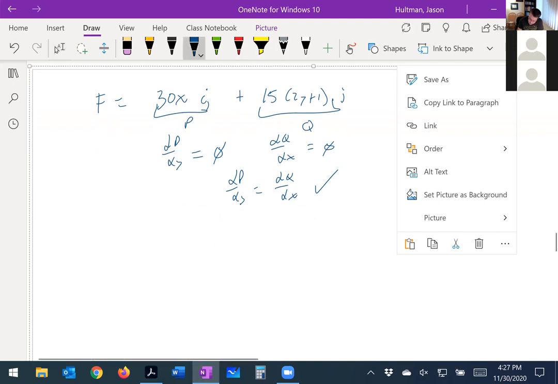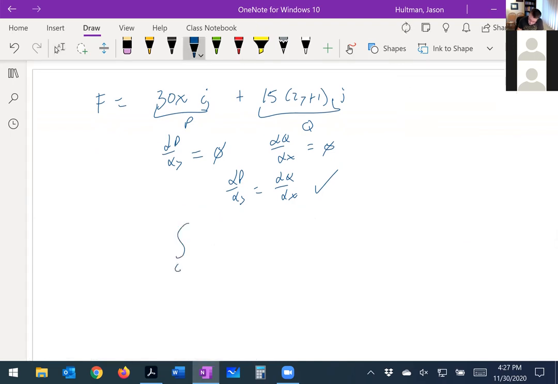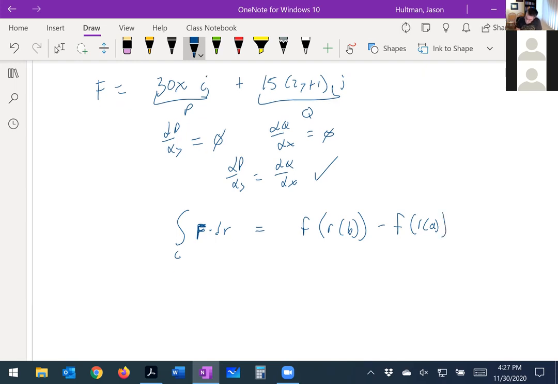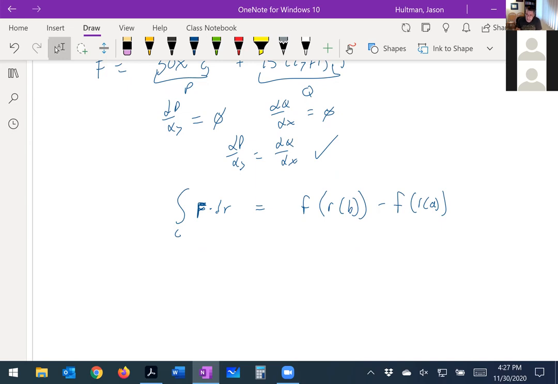Because now what does this tell me? It tells me that I can take this guy and rewrite him as the parent function evaluated at r of B minus the parent function evaluated at r of A. There, okay, for some A and B, and we already know what the A and B's are.